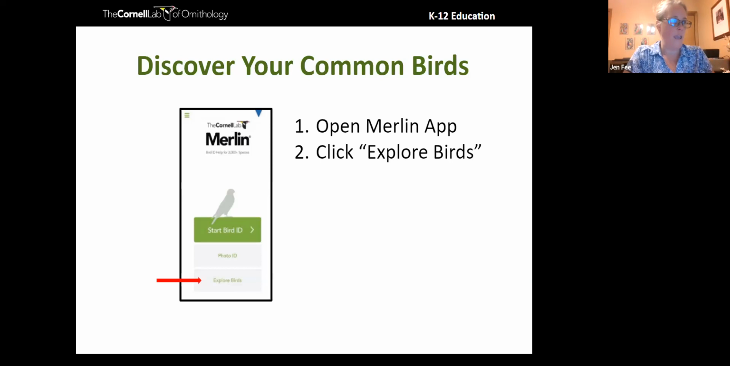Now, when I did this screen capture a couple of months ago, the Merlin app looked a little bit different. In order to do what I am going to suggest, you have to find the Explore button at the bottom. If you have an older version of Merlin, it may still look like this, but they released an update probably in the last month or two. So go to that Explore button or tab. It could look like the magnifying glass at the bottom. Click on the Explore Birds.